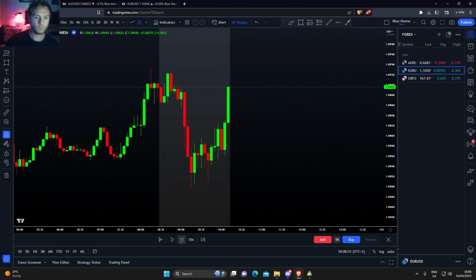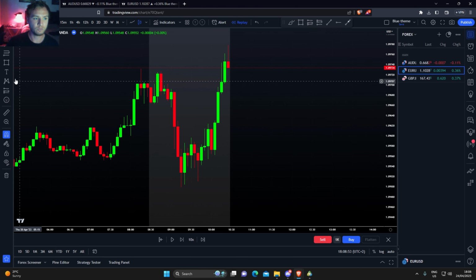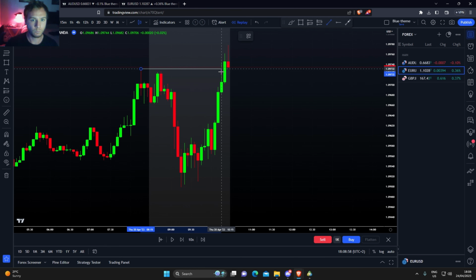Okay, so right here we have a break of structure to the upside. Correct? So we just had a break of structure here. Now I don't count wicks as break of structure. I like the whole body to close. So we would have broken structure on this 10:20 candle.